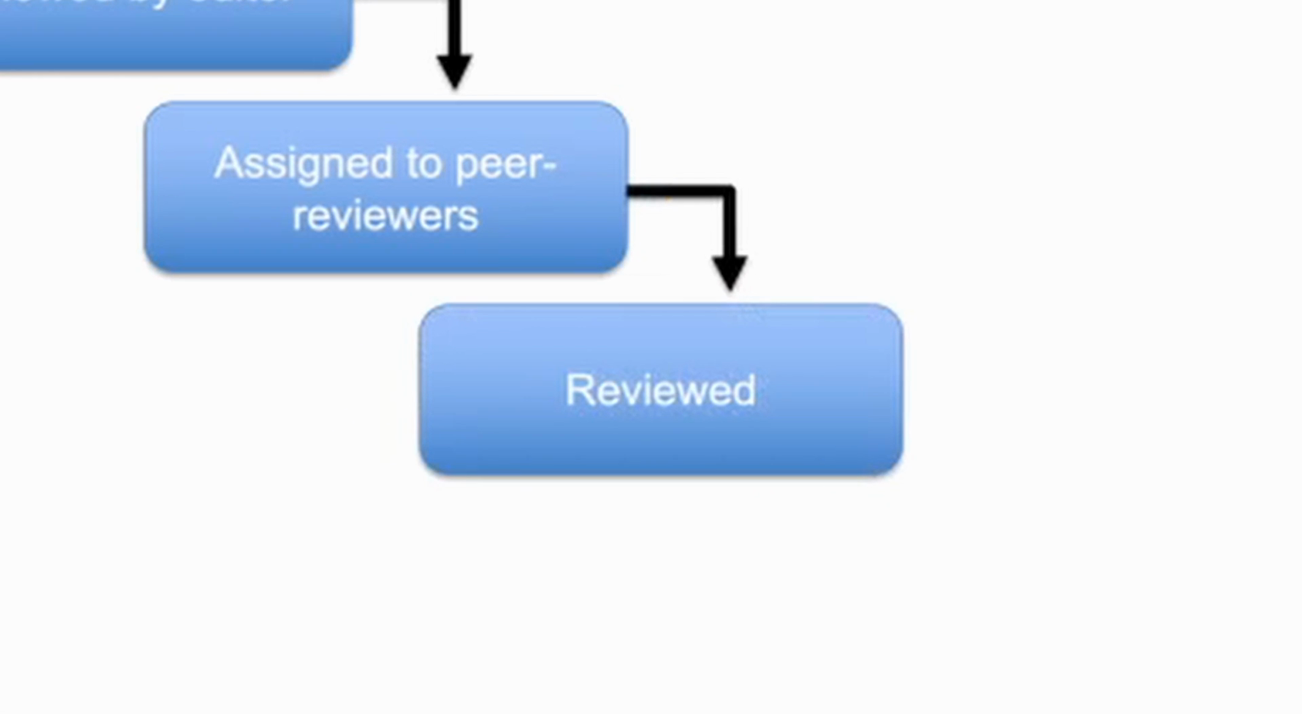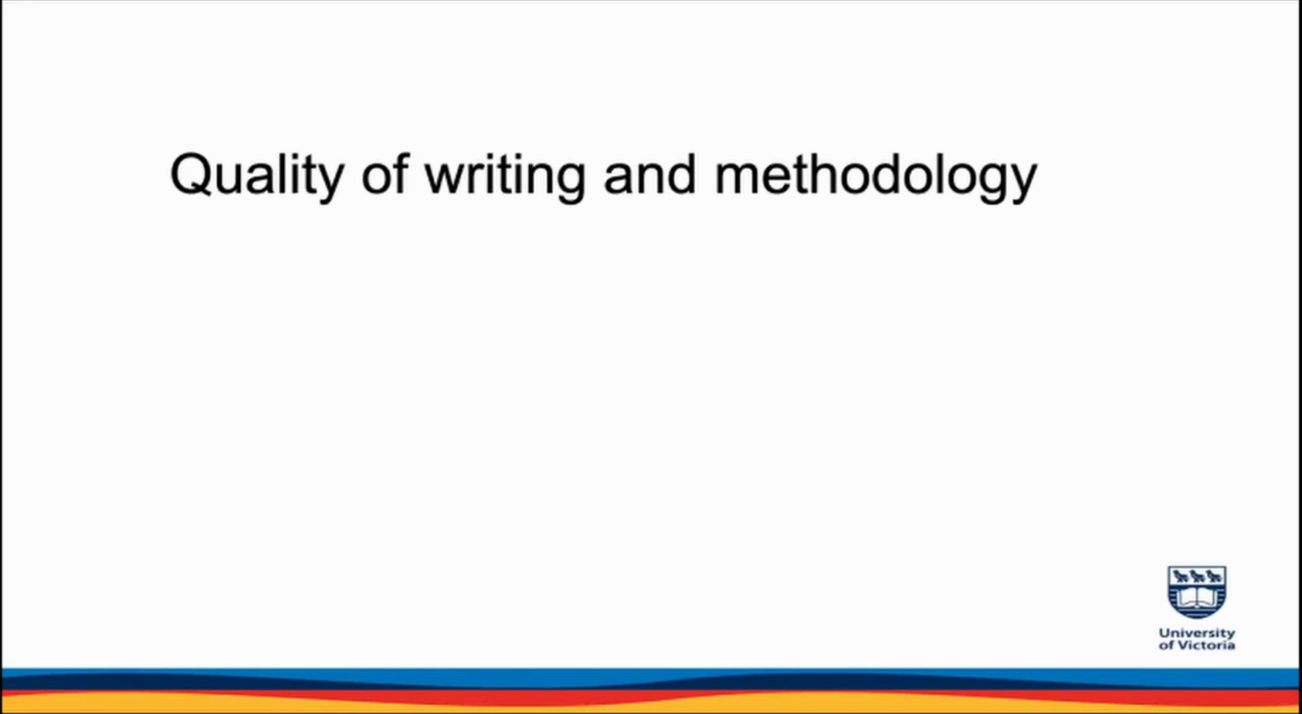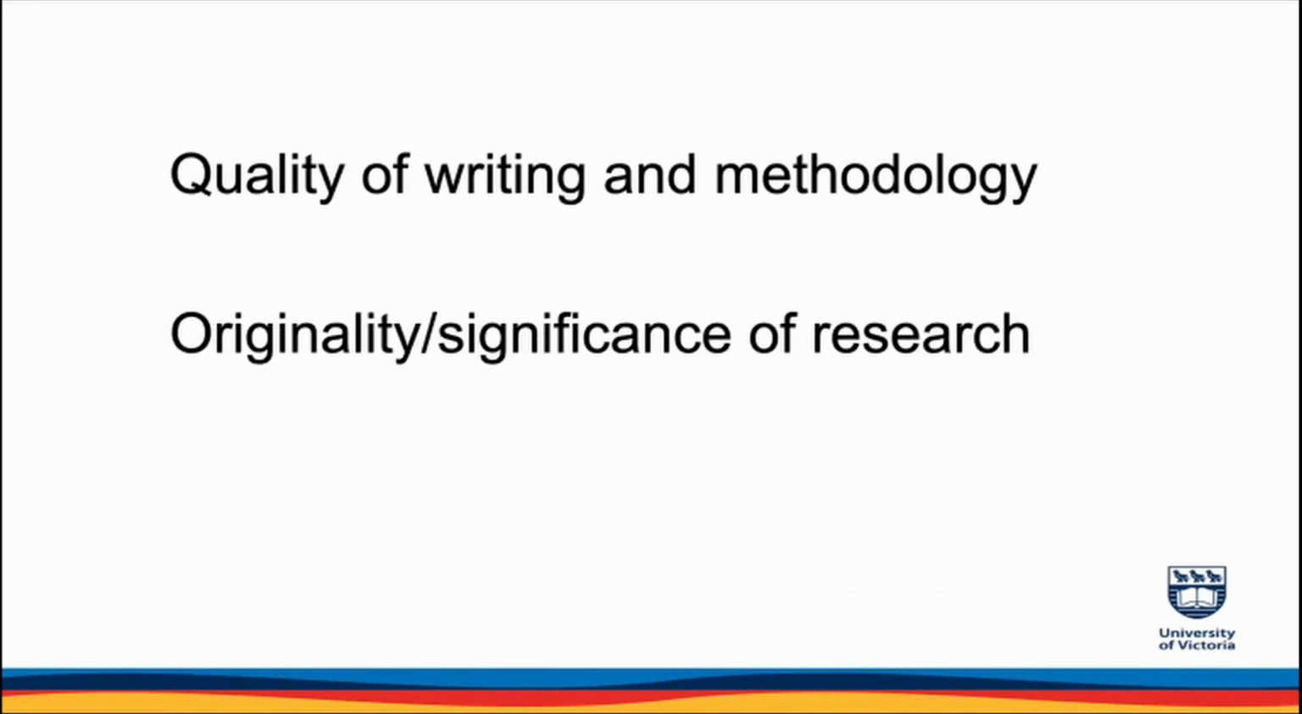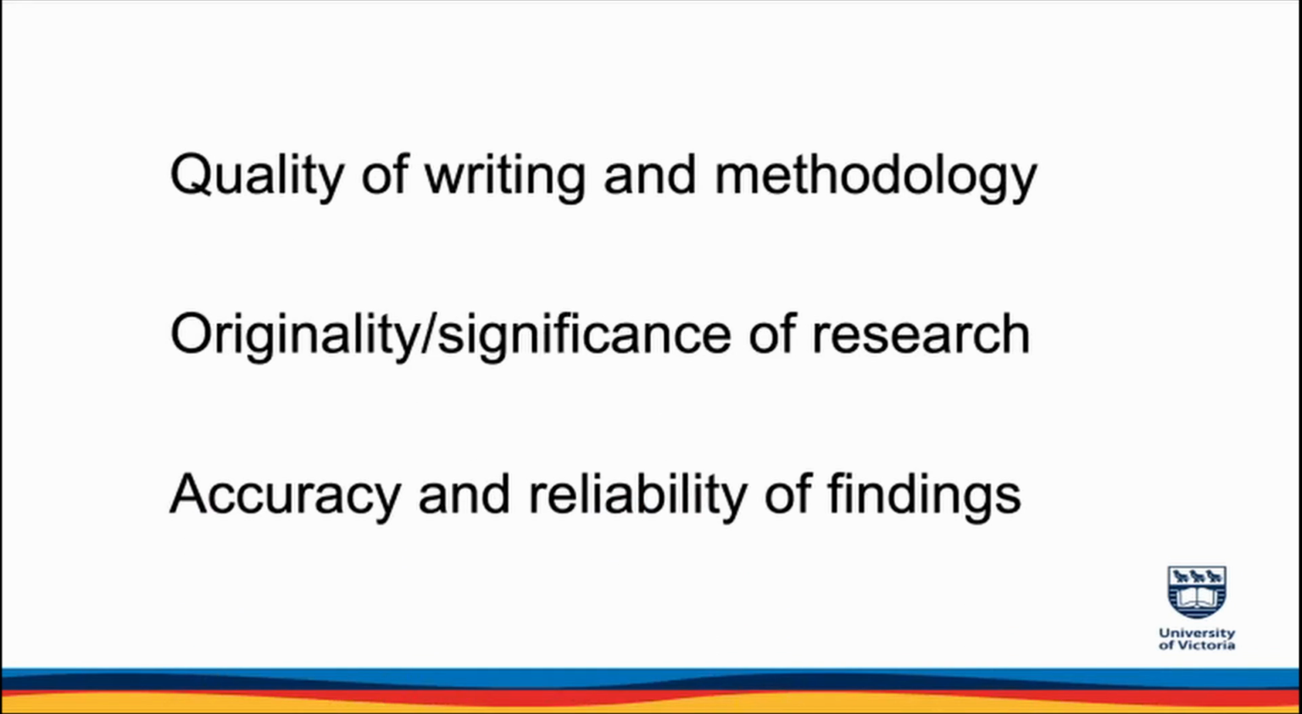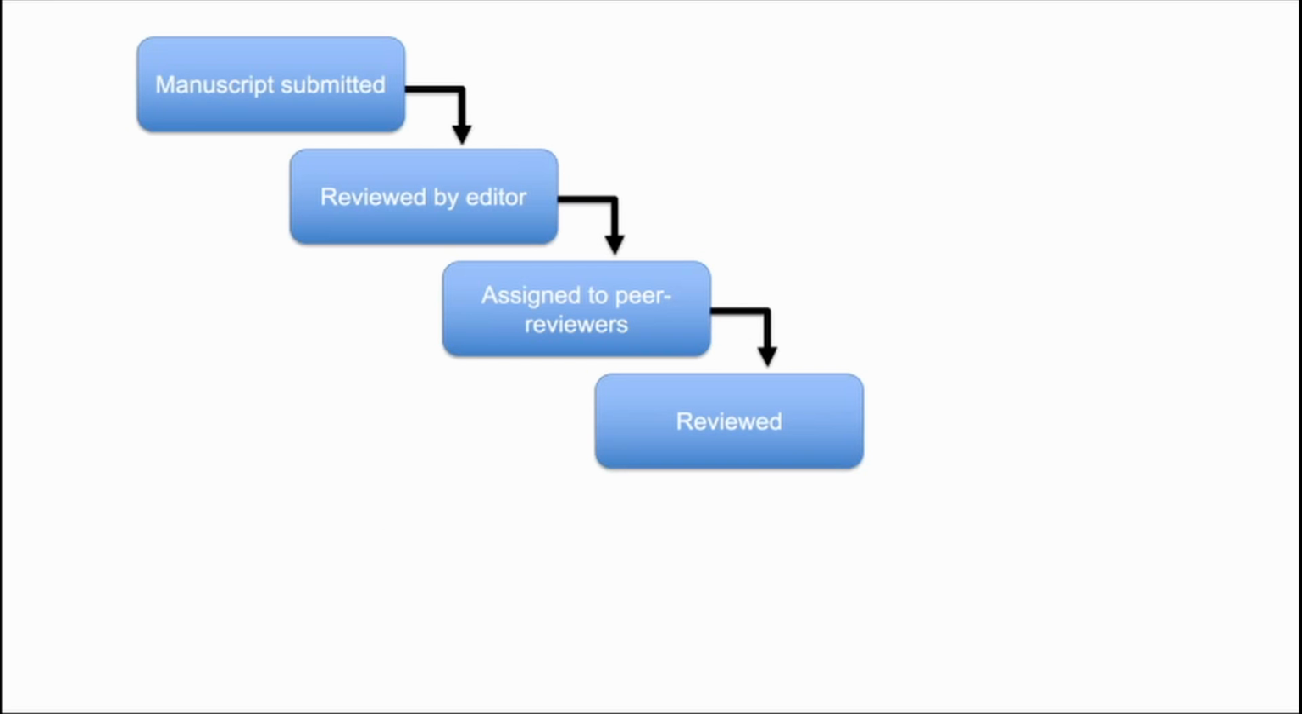These expert researchers evaluate the submissions on, among other things, the quality of the writing and methodology, the originality and/or significance of the research, and the accuracy and reliability of the findings. There are a number of possible outcomes of the peer review process.